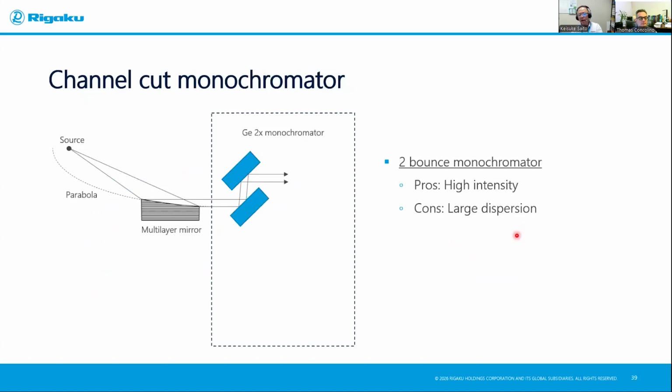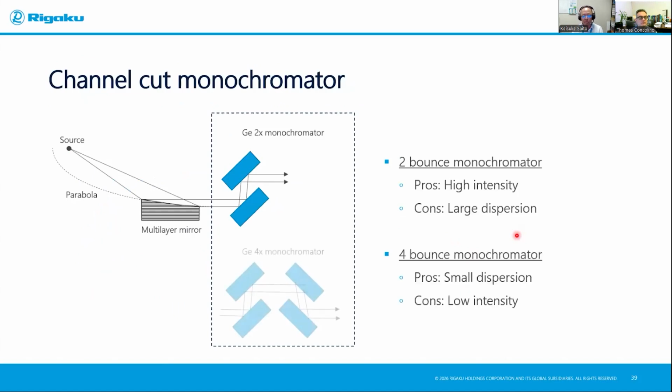Before going to the RSM details, let me discuss the monochromator. We have a 2-bounce monochromator and a 4-bounce monochromator. Of course, there are pros and cons. 2-bounce provides higher intensity, but larger dispersion. A 4-bounce monochromator has smaller dispersion, but low intensity. Always, everything is not perfect, right?